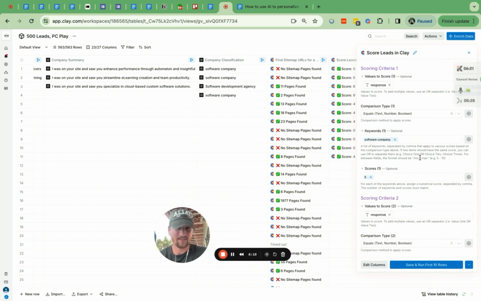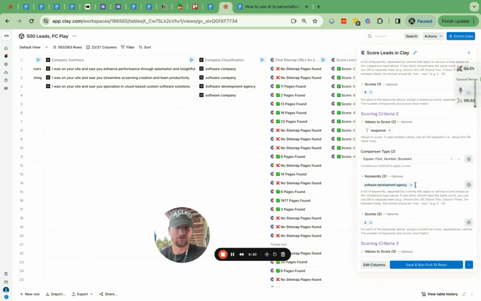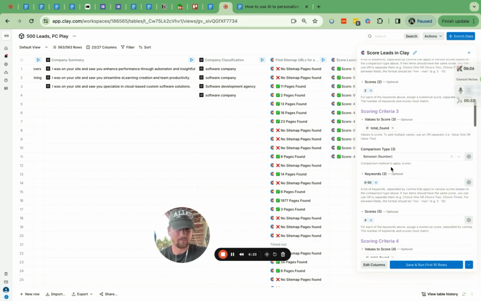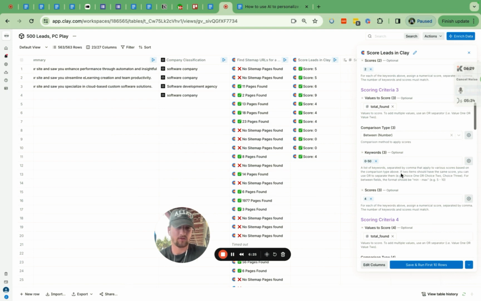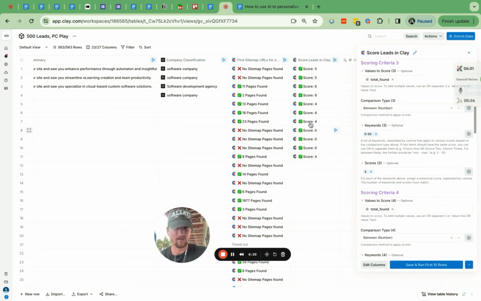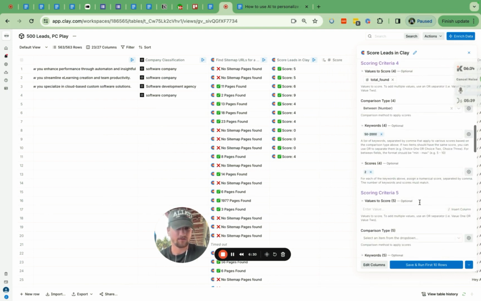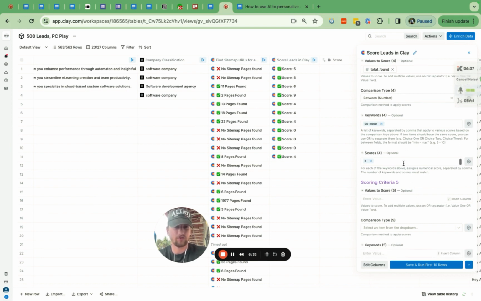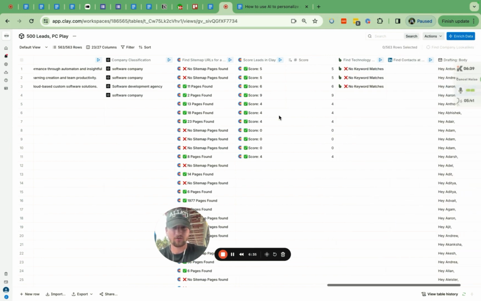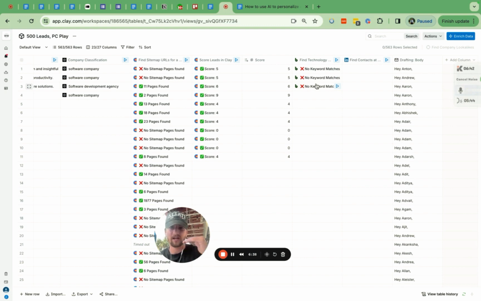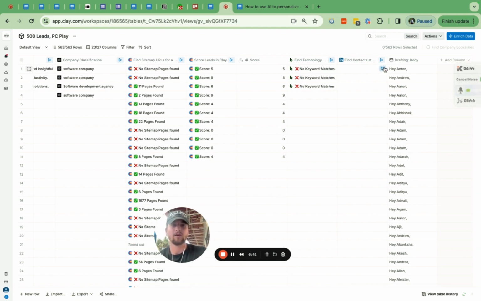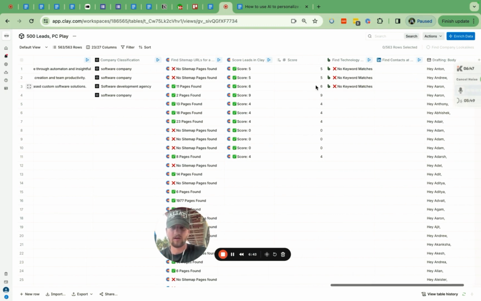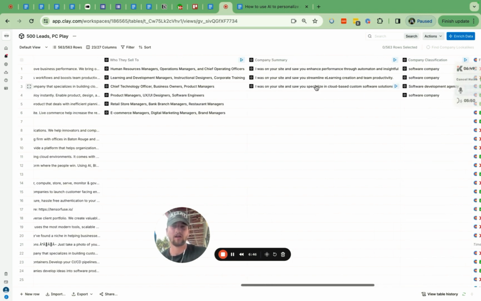If it's a software company, they get a higher score than a software development agency. If the sitemaps is around 0 to 50, they get a score of 4. If it is 50 and above, they get a score of 2. And you can do this for any sort of criteria. If they have a specific tech stack, they get a higher number. If they don't have a specific job title in-house, they get a higher number. If they have a Facebook ads picture on the website, they get a higher number.